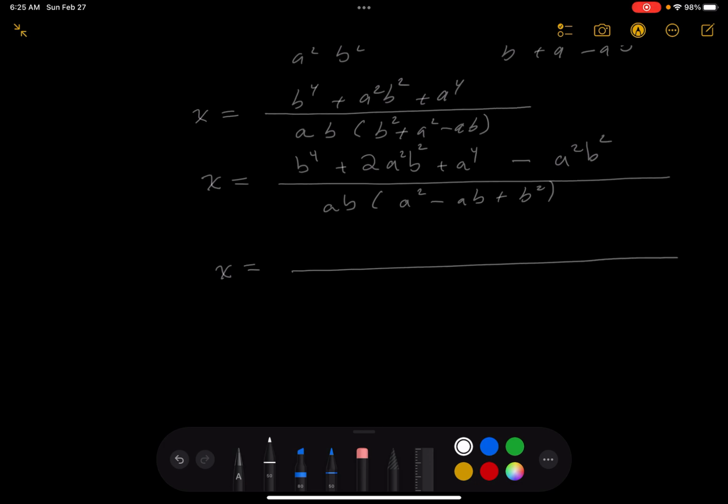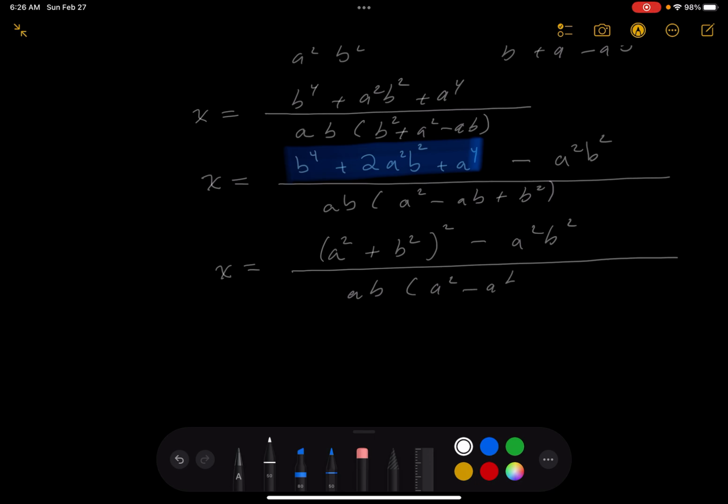The top, the reason for rewriting it is I notice it's perfect squares now. And what's that going to be? Write down a little bit different order. a squared plus b squared, squared. That gives me this over here. And let's write the next guy down. Minus a squared b squared all over ab times a squared minus ab plus b squared.